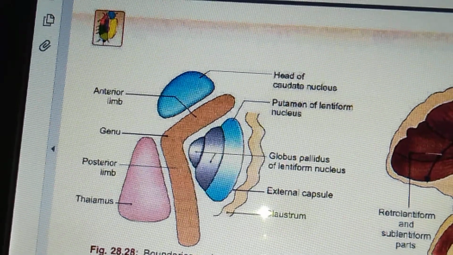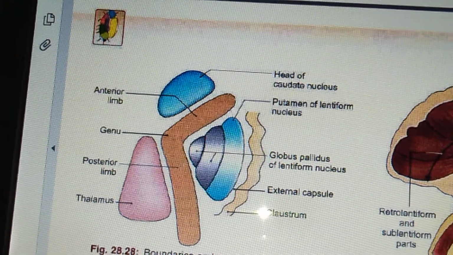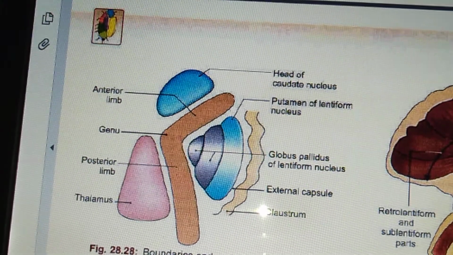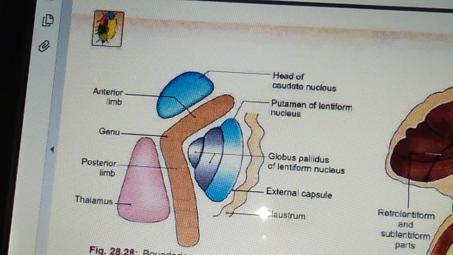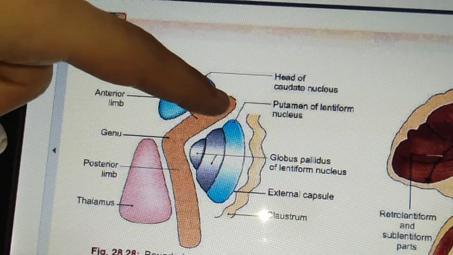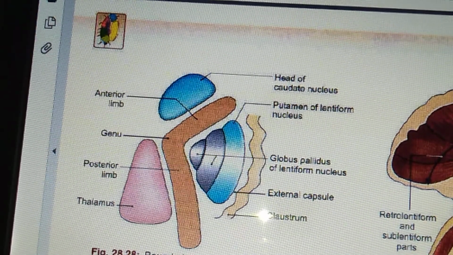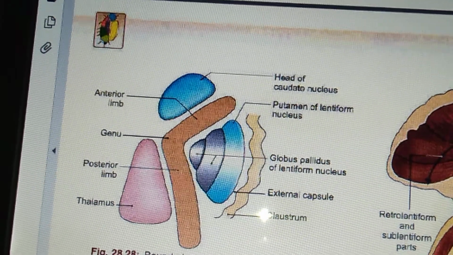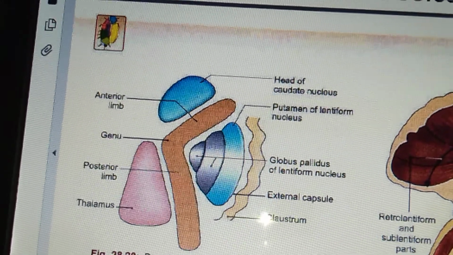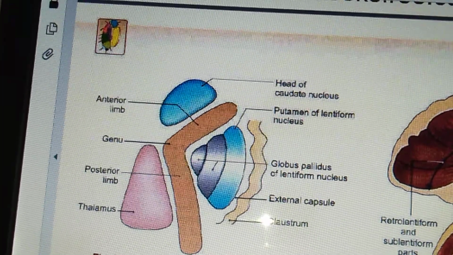The internal capsule contains fibers going to and coming from the cerebral cortex. It can be compared to a narrow gate where the fibers are densely crowded. When traced upwards, the fibers of the capsule diverge and are continuous with the corona radiata. When traced downwards, its fibers converge and many of them are continuous with the crus cerebri of the midbrain. Remember this, they are continuous below with the crus cerebri of the midbrain.